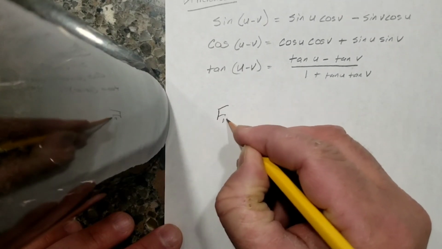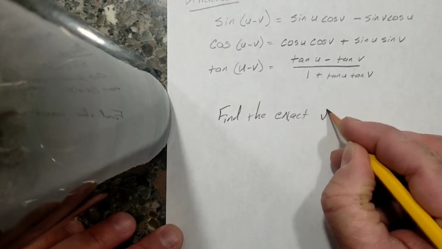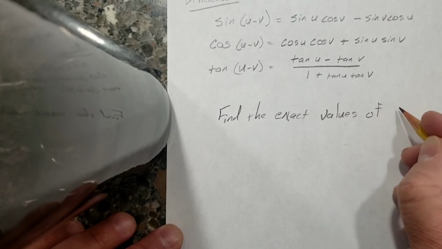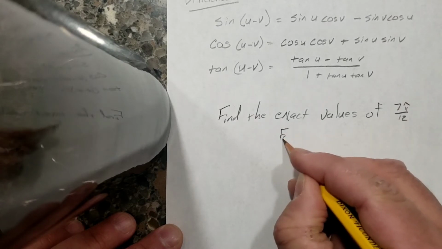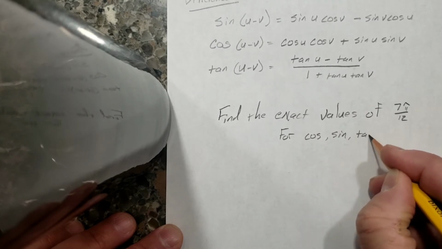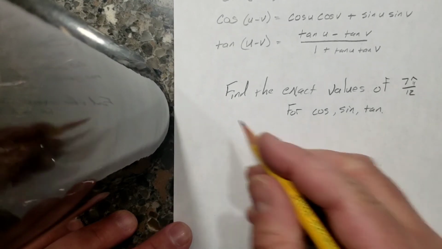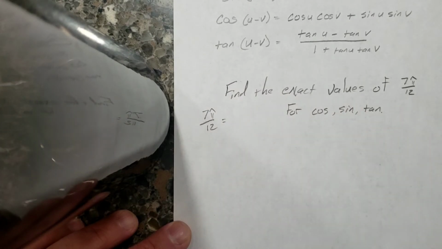Okay, the first thing we're going to look at is find the exact values of 7 pi over 12 for cosine, sine, and tangent. Now, first thing we have to figure out, 7 pi over 12, we have to be able to break up. We're either going to do addition or subtraction.